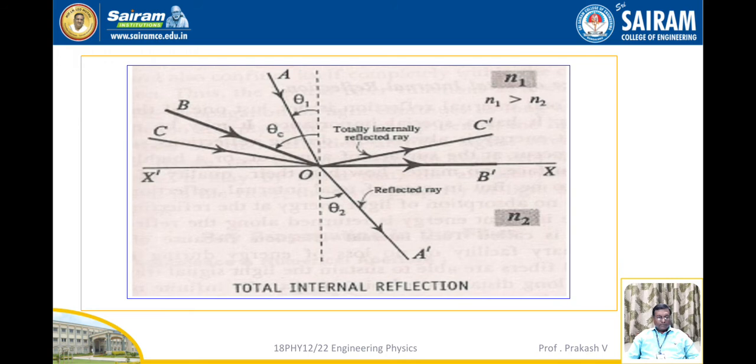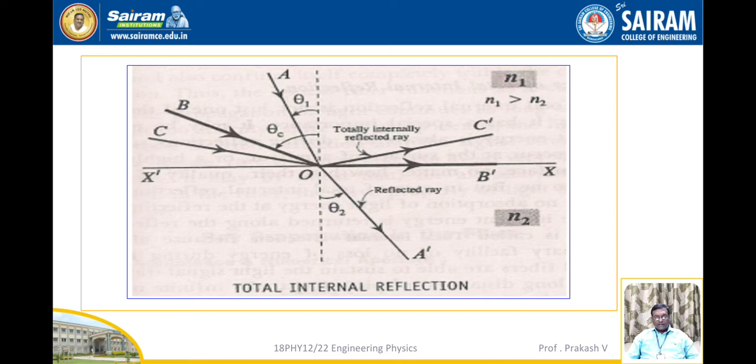Let us consider a beam AO, and it gets refracted along OA'. Here AO and OA' are the incident and refracted rays, and theta 1 and theta 2 are the angle of incidence and angle of refraction. It is observed that theta 2 is greater than theta 1. For the ray BO, that is the second beam, theta c is considered as the critical angle of incidence, such that OB' is the refracted ray which grazes the boundary.